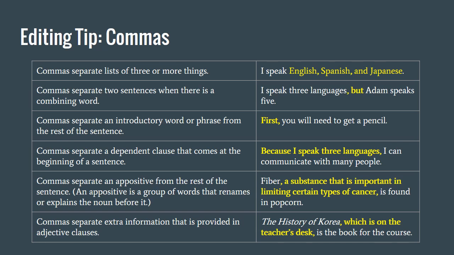So if you have an adjective clause, which is additional information that does not help you further identify the topic, then you need to put commas. That just shows that it's extra information. So here we're talking about a specific book, The History of Korea, and we follow with "which is on the teacher's desk." That doesn't give us more information because we already know the specific book. So we're going to put commas around it, and then we're going to continue along with our sentence.